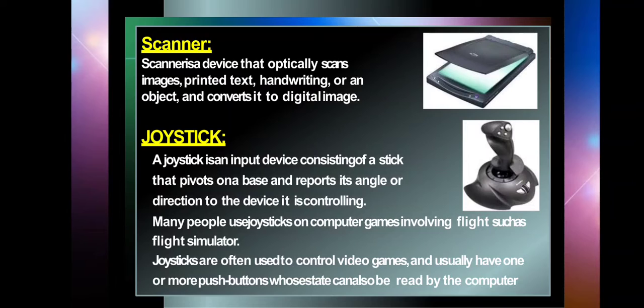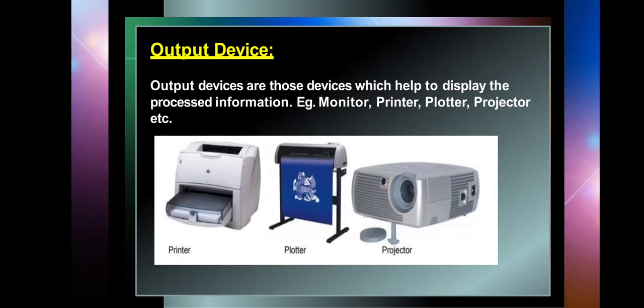It pivots on a base and reports its angle or direction to the device it's controlling. Joysticks are used to control video games and usually have one or more push buttons, whose state channels are read by the computer. Output devices are devices like the printer, plotter and projector, and they are used to give output.